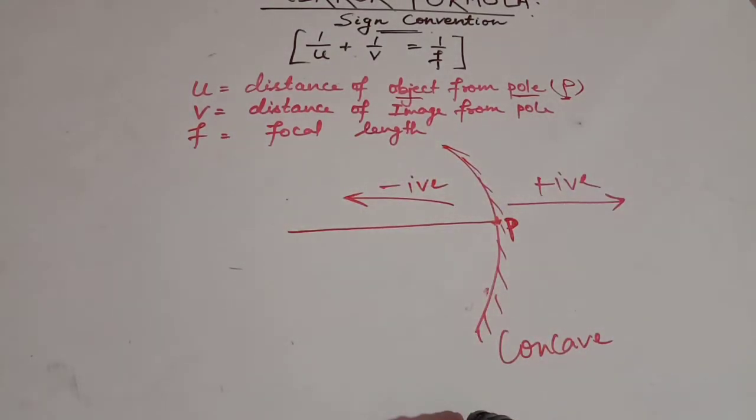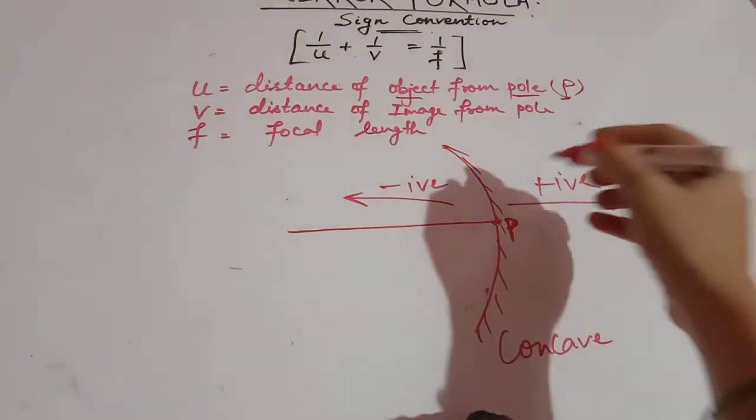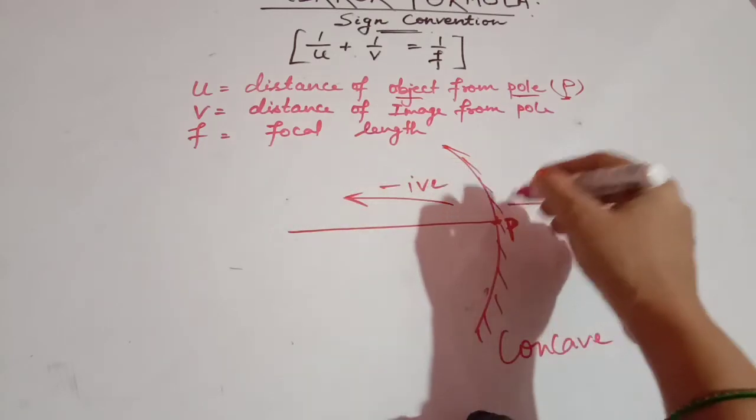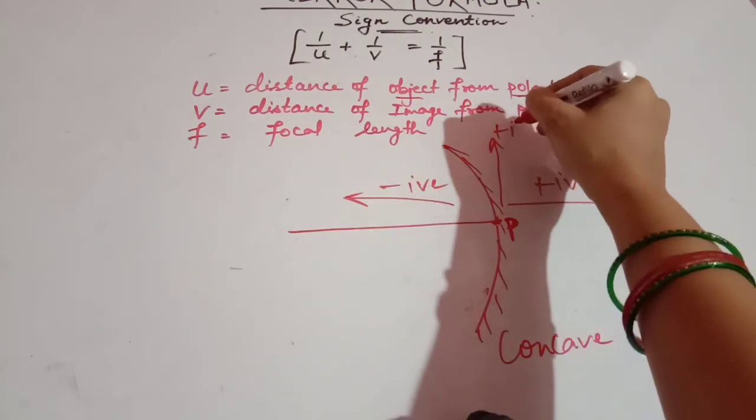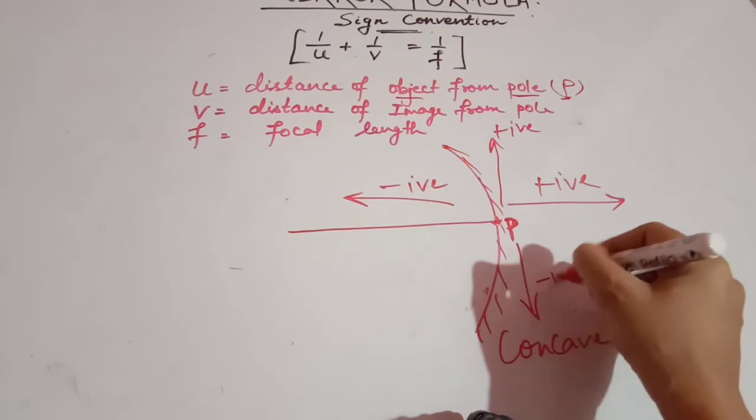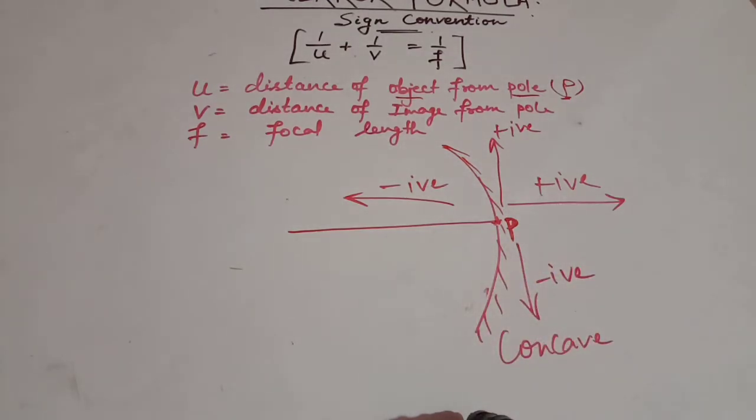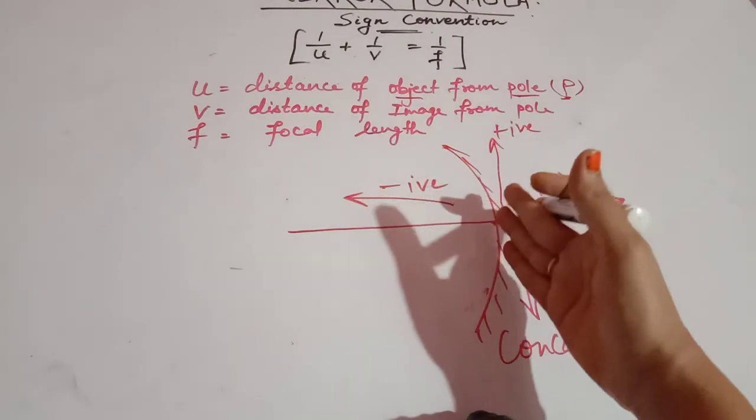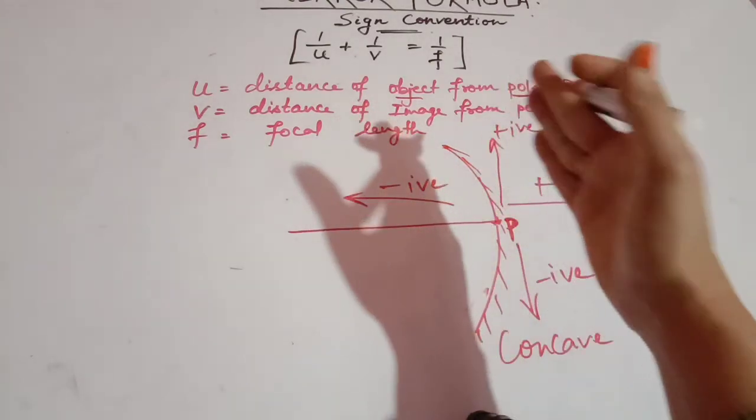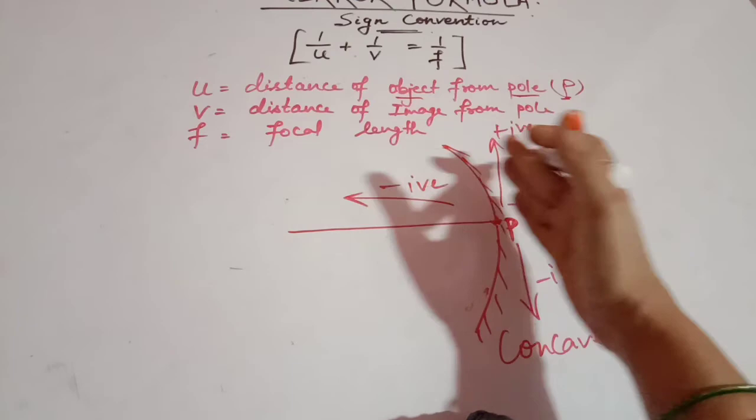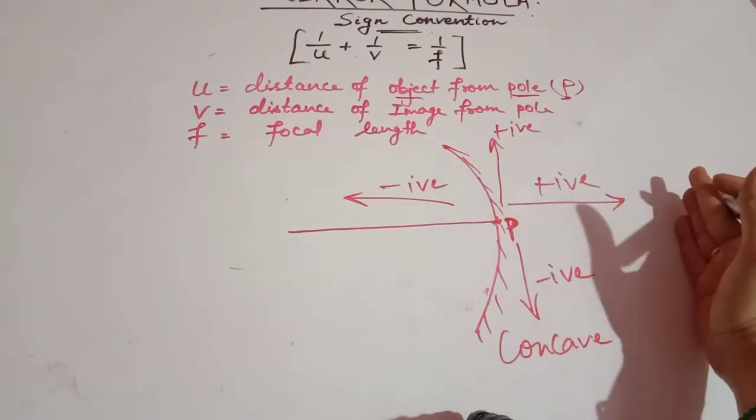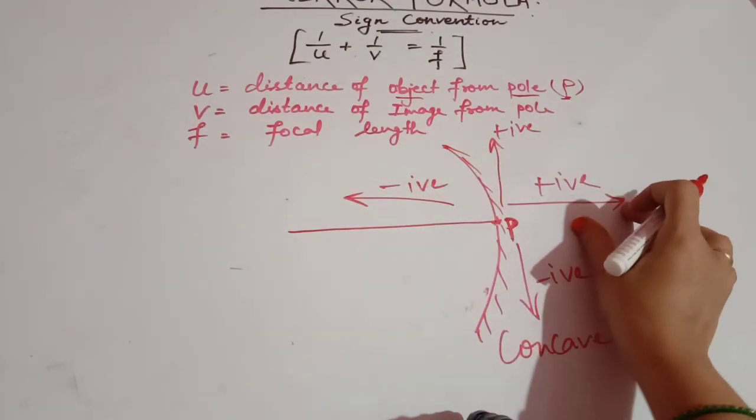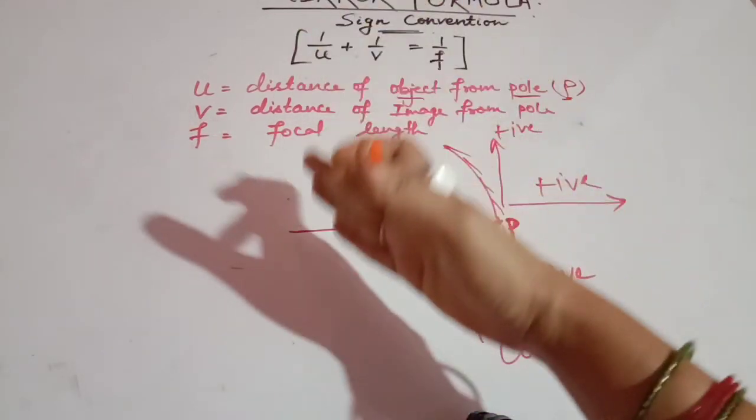But from where do you have to think? You have to think from the pole of the mirror. Similarly, from the P or from the principal axis, upward direction is positive. Downward direction is negative. It's very simple. You always remember these terms from the P, from the pole of the mirror. From the pole of the mirror, if your value is moving towards the right side, this is our right, so this right is always positive. Towards the left, it is always negative.